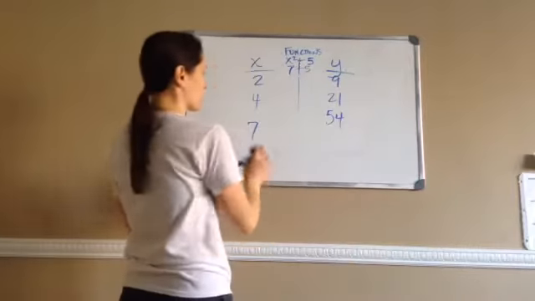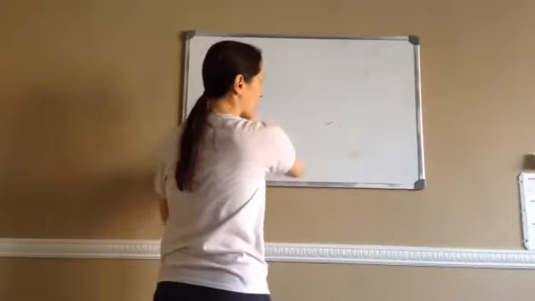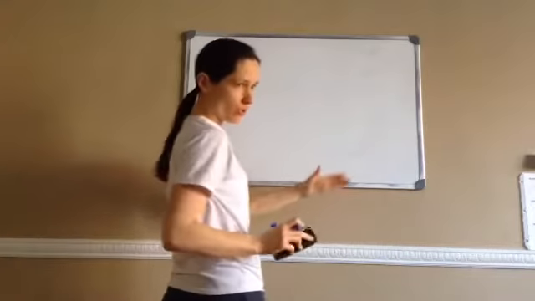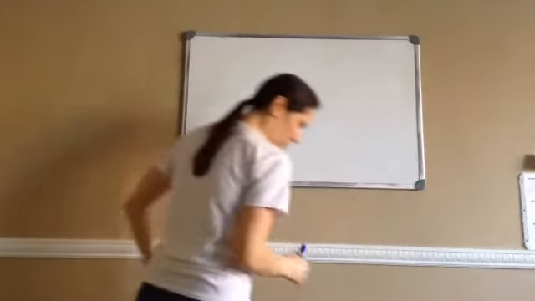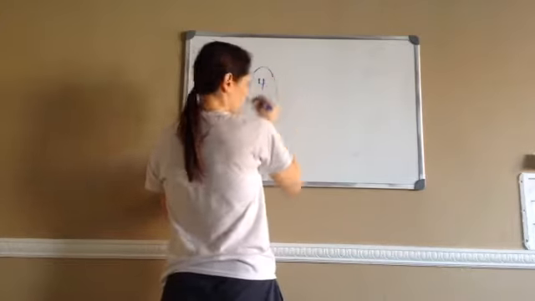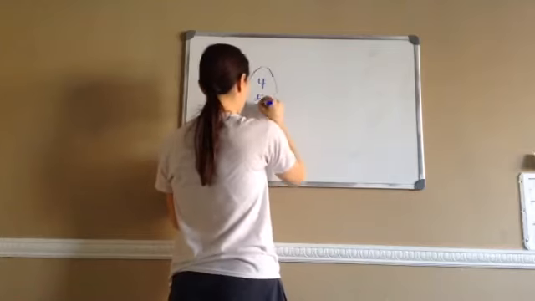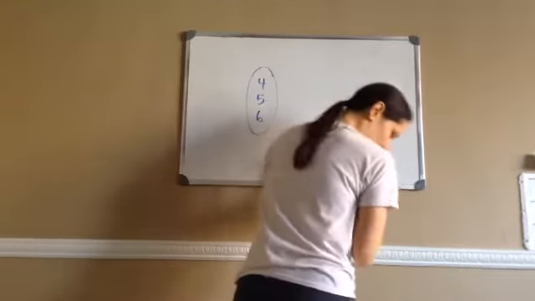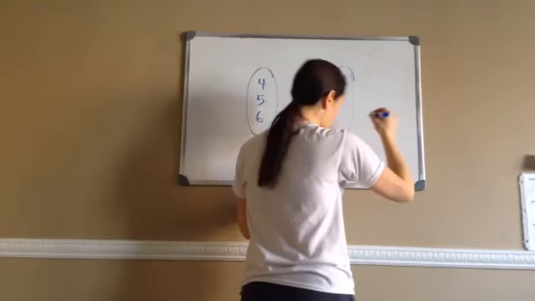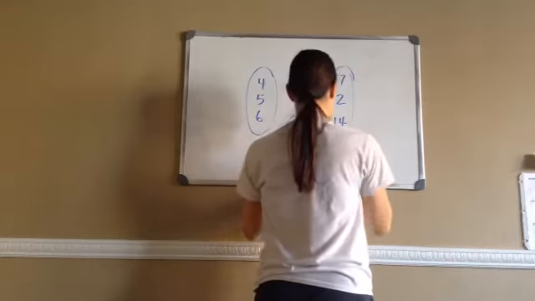Where they're not trying to get you to come up with what did I do to get from here to here? They're just going to start throwing numbers at you. So, for example, check this out. I've got one oval that has the numbers 4, 5, and 6. Then I have another oval that has the numbers 7, 2, and 14.